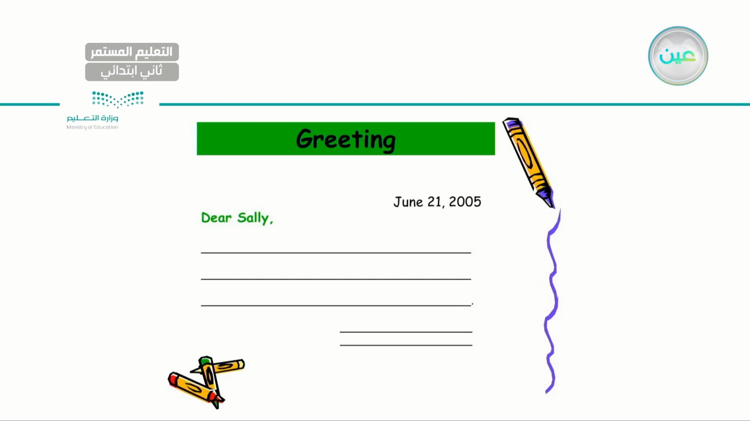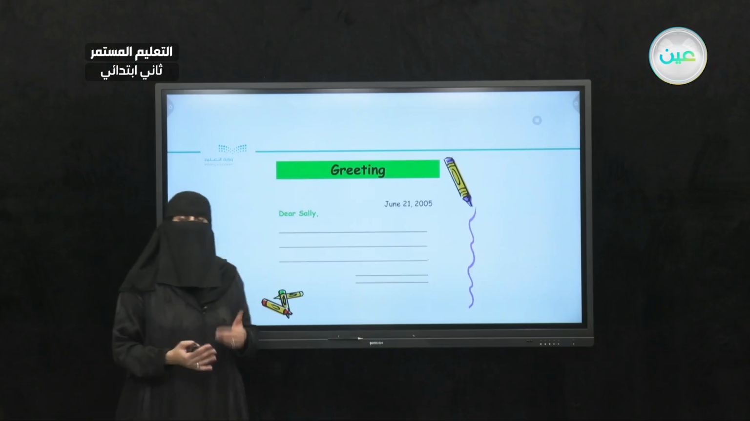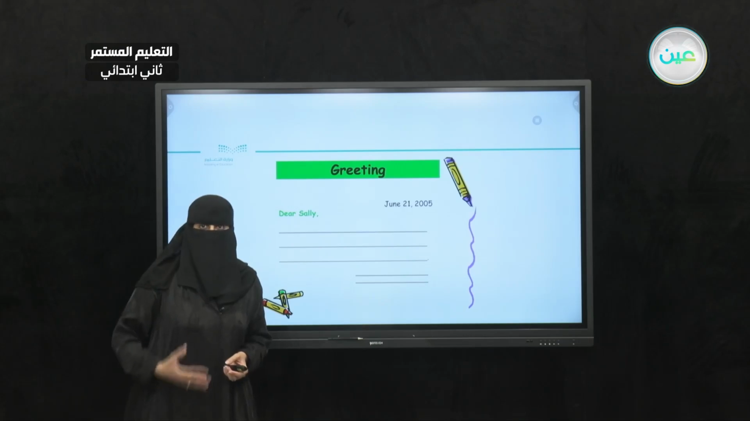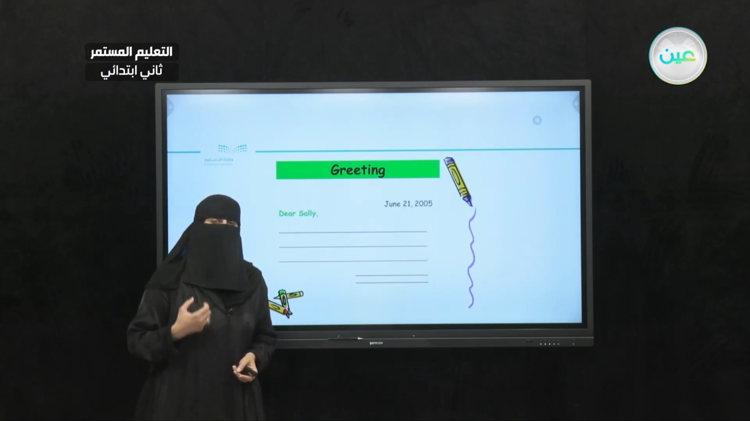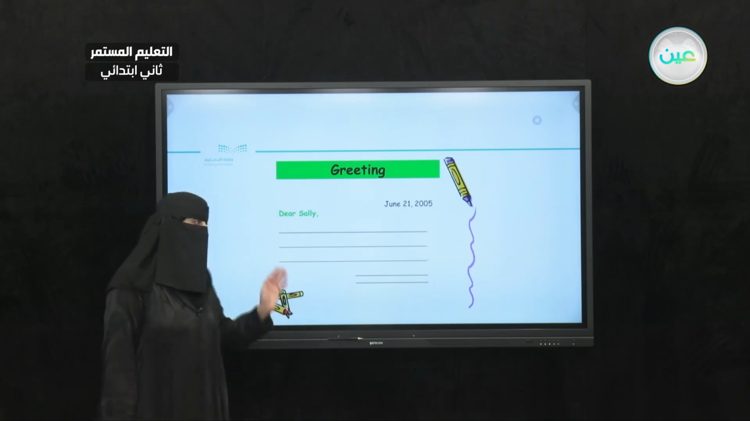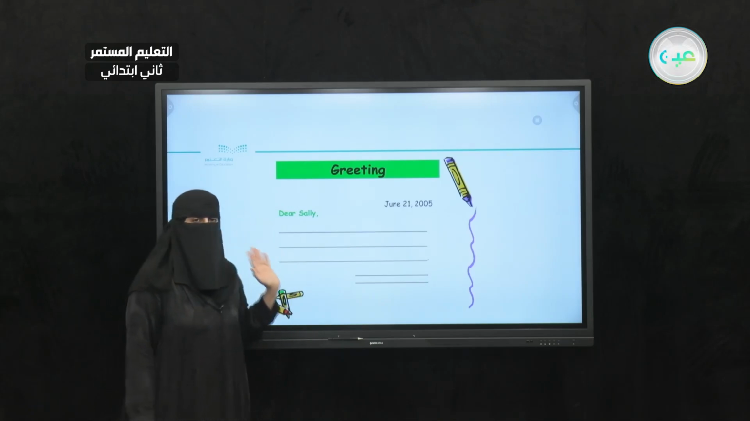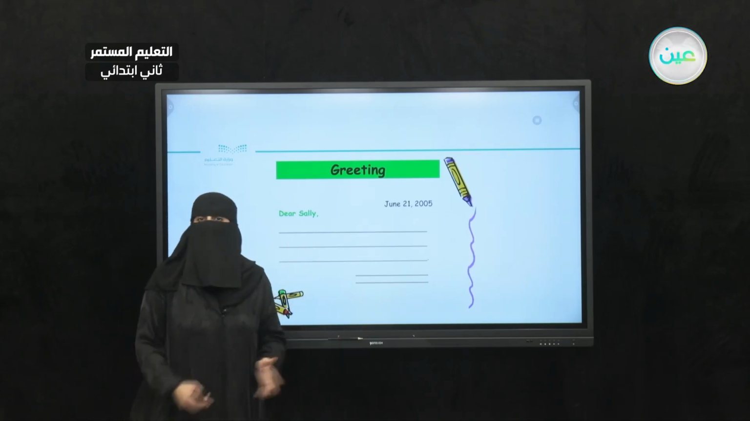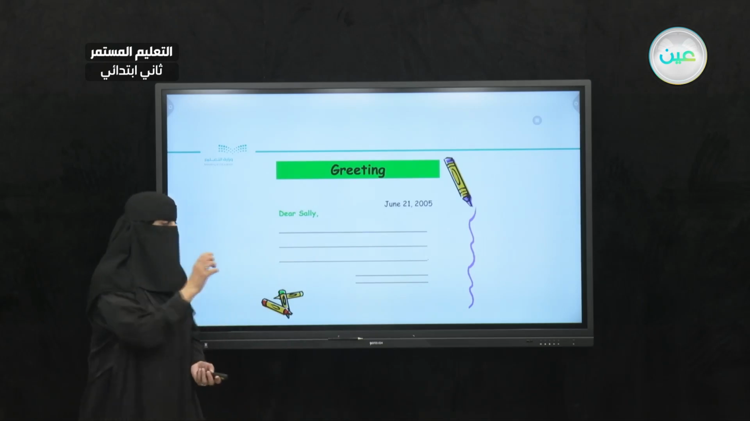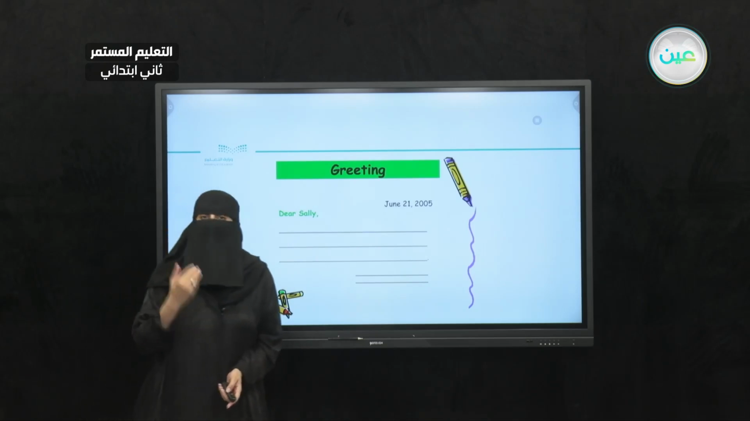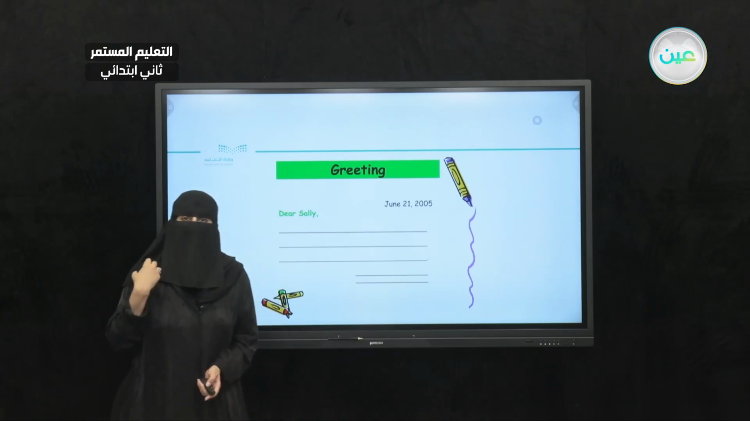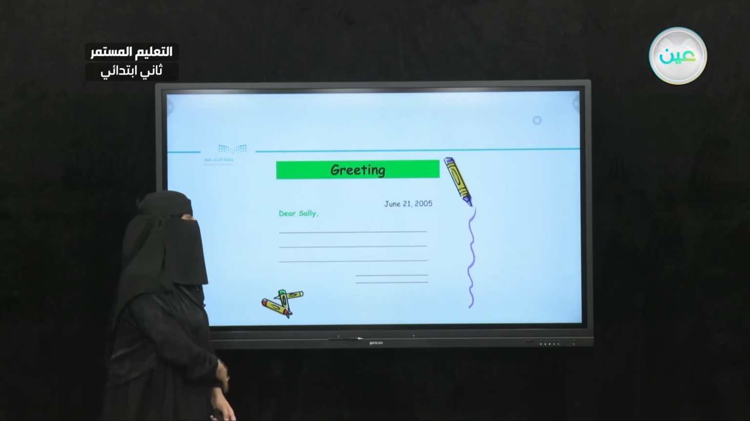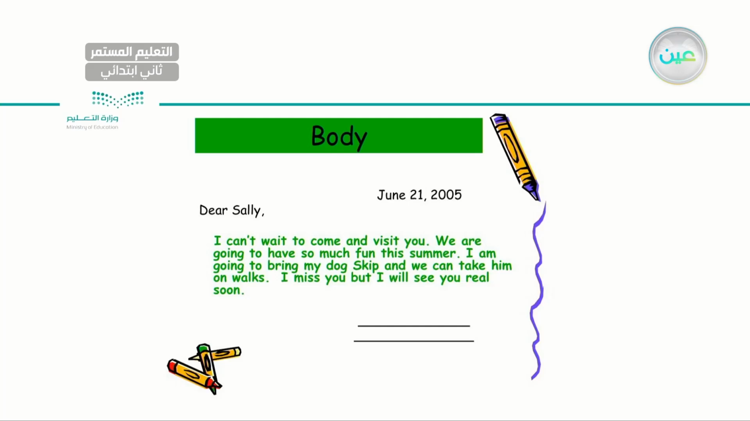Here I have a greeting. I have the greeting in green. How do I greet another person? How do I start my letter to a friend or to my boss or to my pen friend, for example? By saying dear, hi, hello, assalamu alaikum. This is how we greet the other person, the person who will receive our letter. Dear Sally, for example.